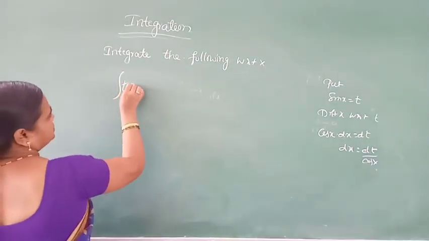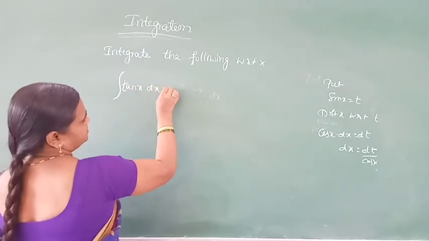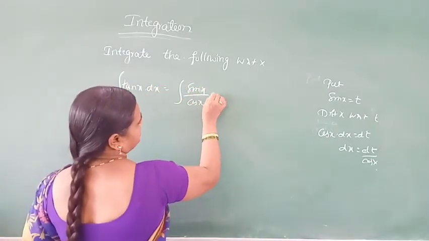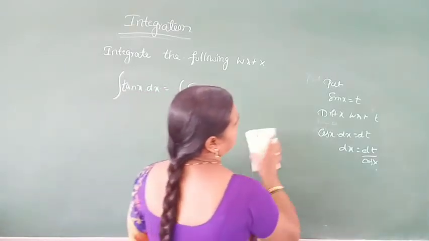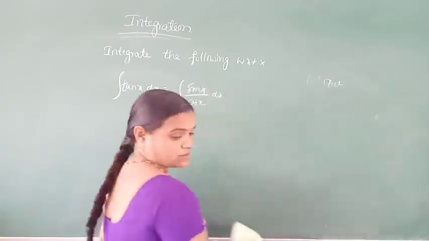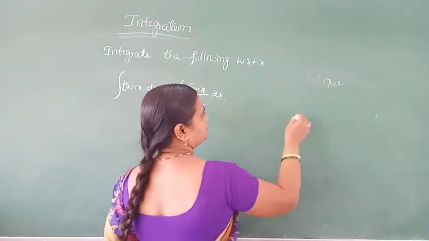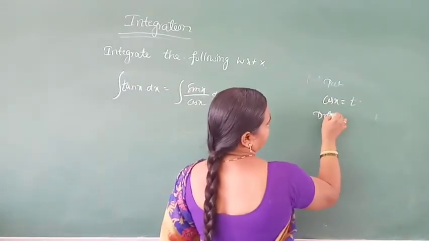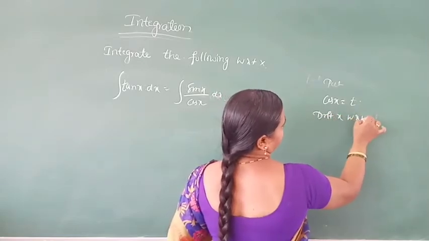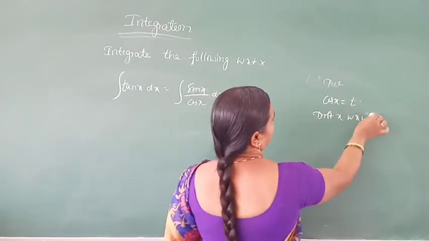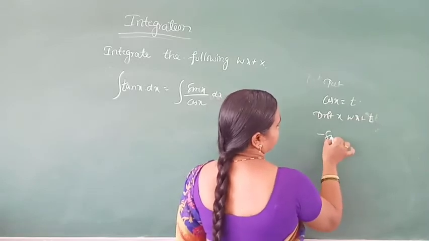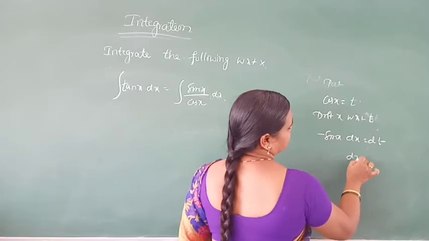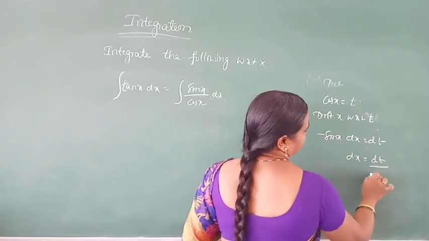Integration of tan x dx. You can write sin x by cos x dx. Okay. Substitute, put cos x is t. We get, differentiate x with respect to t. Cos differential is what? Minus sin. Minus sin x dx is dt. dx is dt by minus sin x.